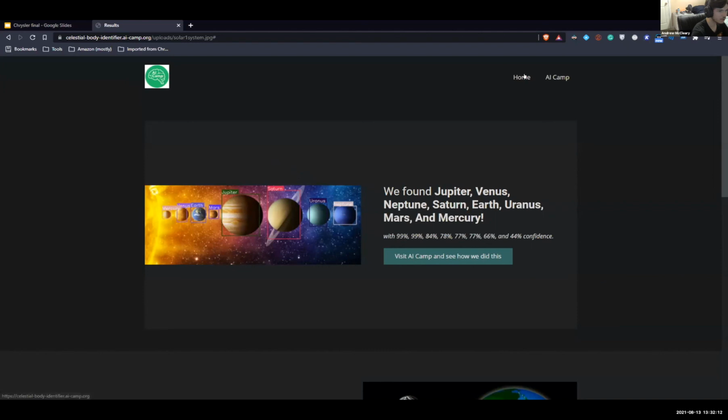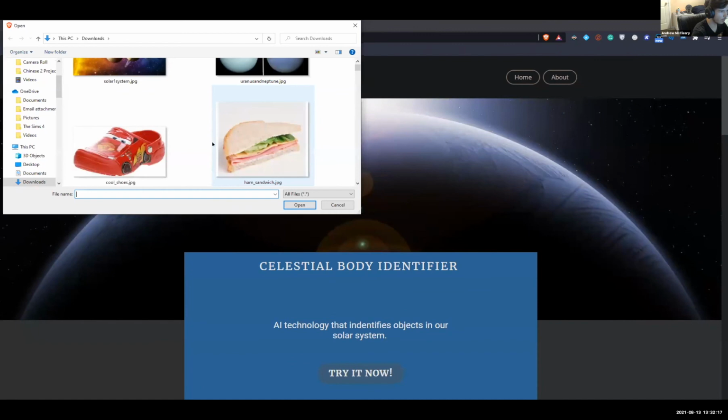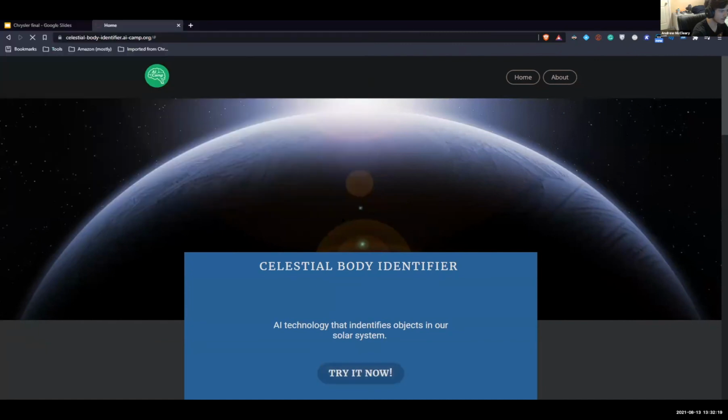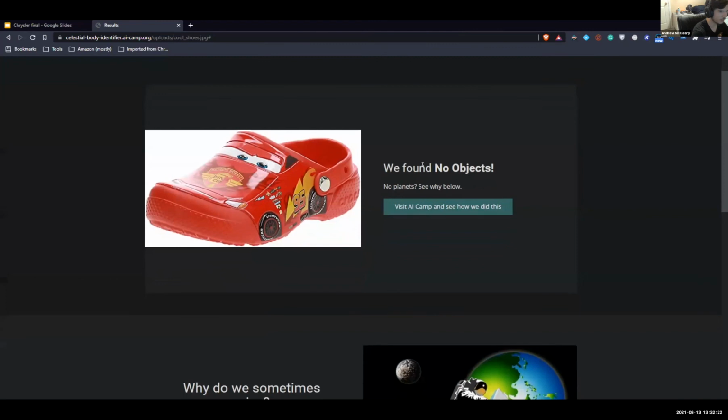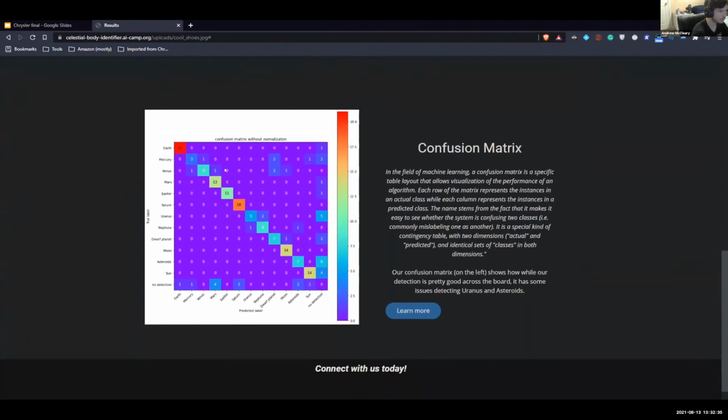If I had to guess which ones were low confidence, I'd probably say Mars, because it has a tendency to confuse Mars and Venus, since they're usually around the same color. First, let me show you what happens when there are no planets in an image. You'll receive a message, we found no objects, and it'll say no planets. Below is an explanation of the process, why we sometimes miss, and the confusion matrix of our AI, which shows how well it can identify the different planets and celestial bodies, with the scale being red as the highest and purple as the lowest.